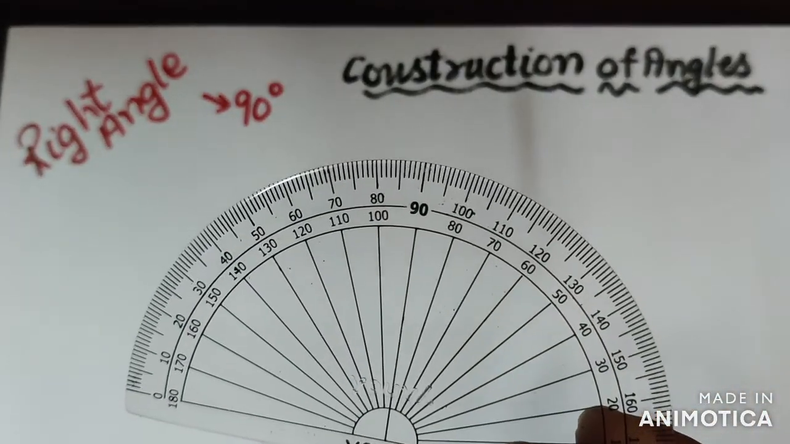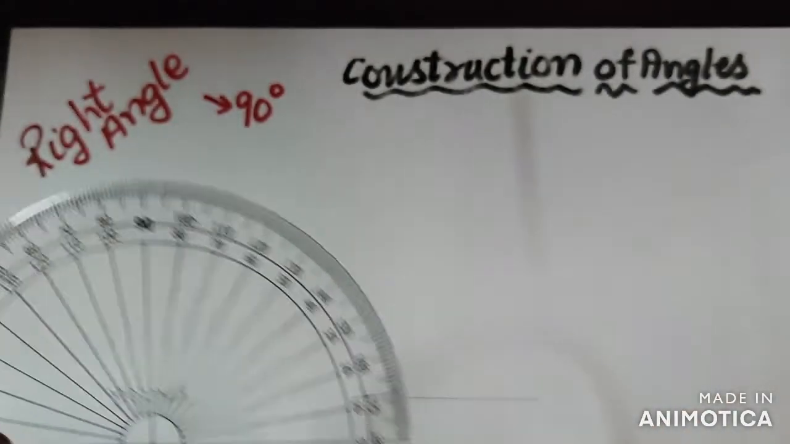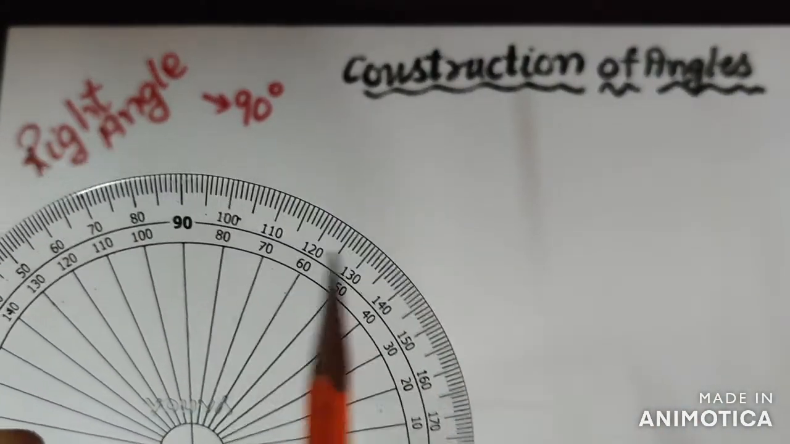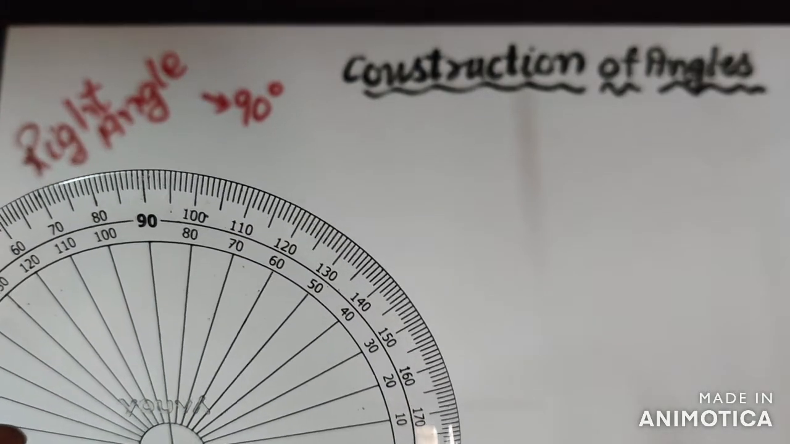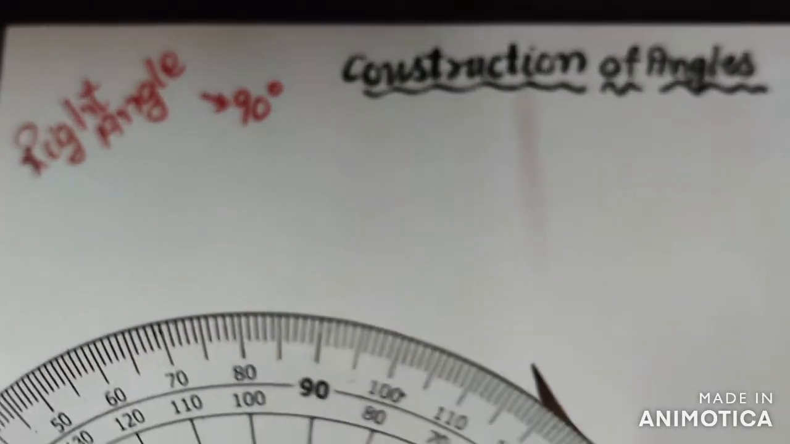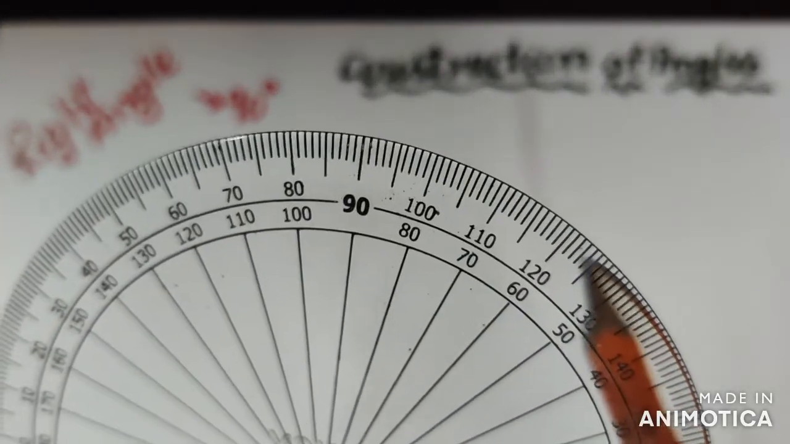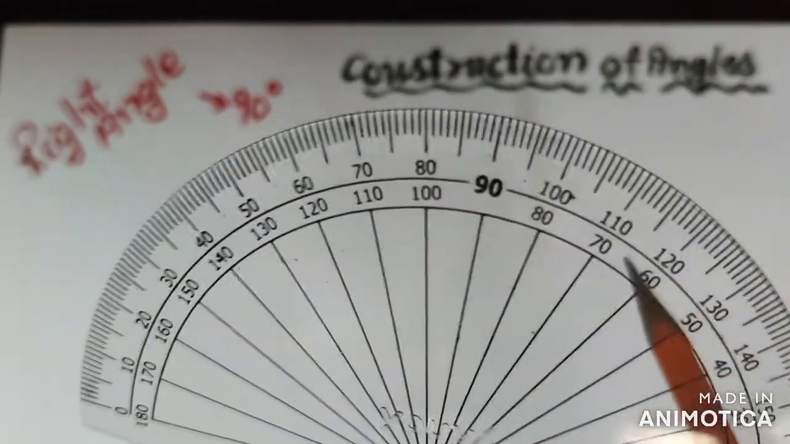Now here you will see a protractor has two scales of measurement, right? The inner scale and the outer scale, and both the scales are marked from 0 to 180 degree from here, and this is from 0 to 180 degree here. Now one scale is read clockwise and the other is read anti-clockwise.